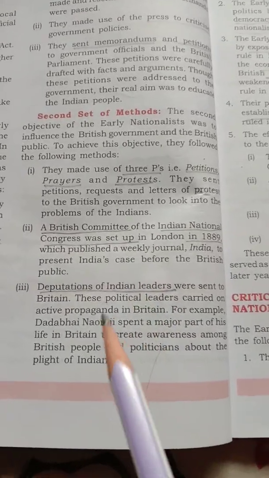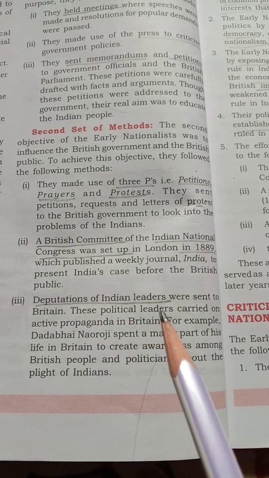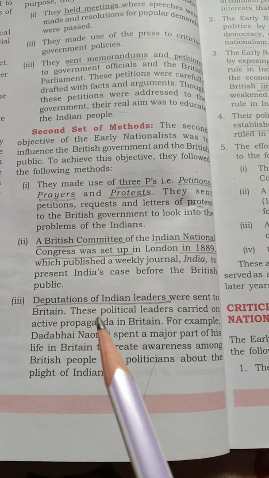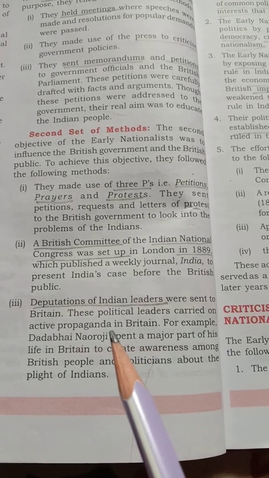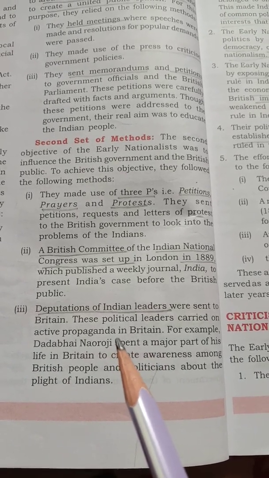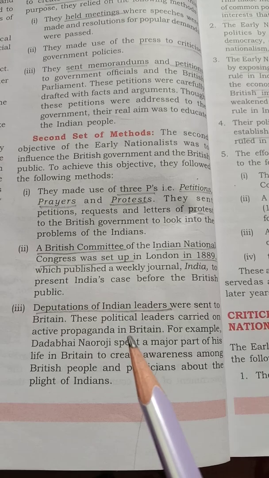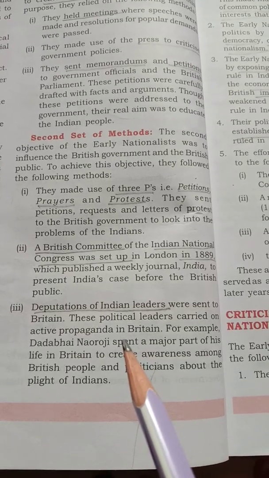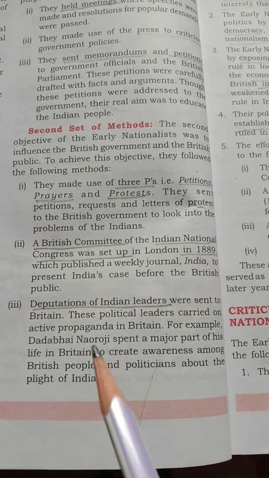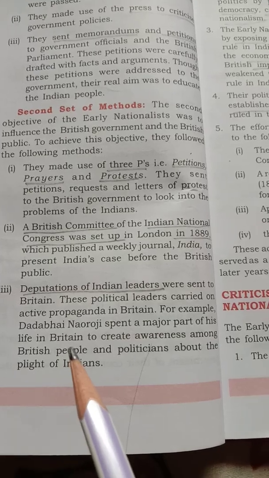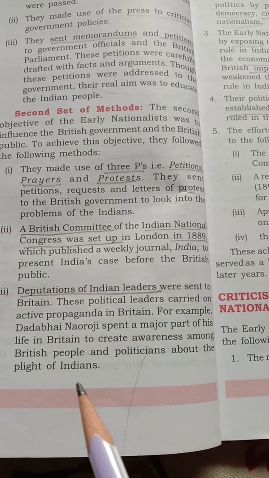Number 3, deputations of Indian leaders. Indian leaders were appointed and sent to Britain. These political leaders carried on active propaganda in Britain. They organized many meetings and processions to tell the British government about the political condition of India. For example, Dadabhai Naoroji spent a major part of his life in Britain to create awareness among British people and politicians about the plight of Indians.